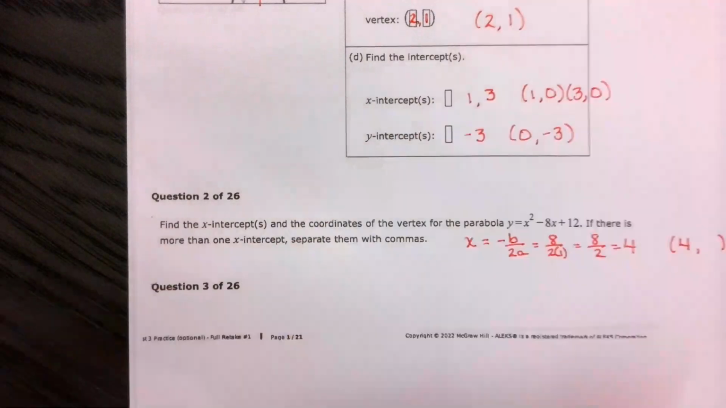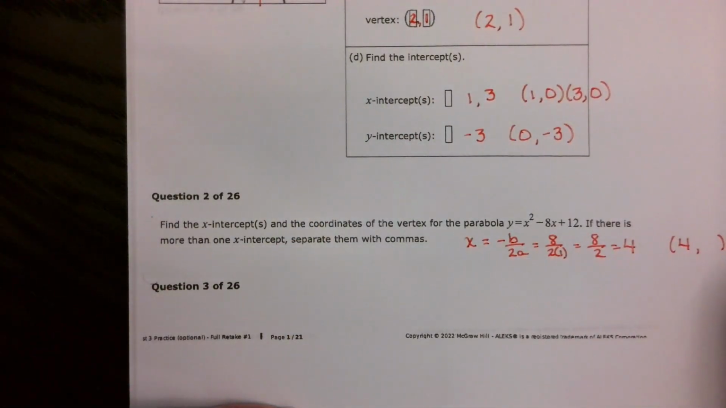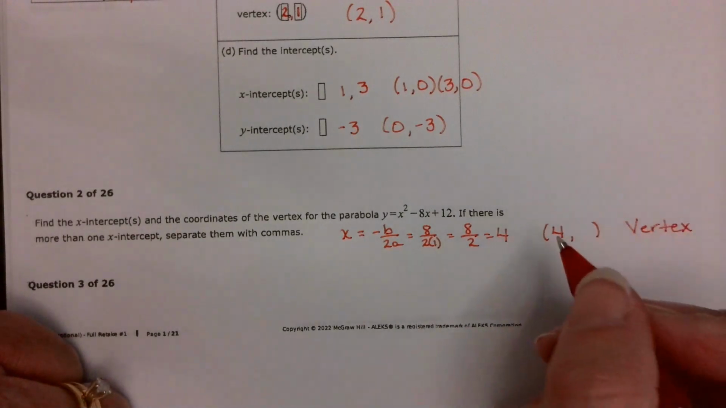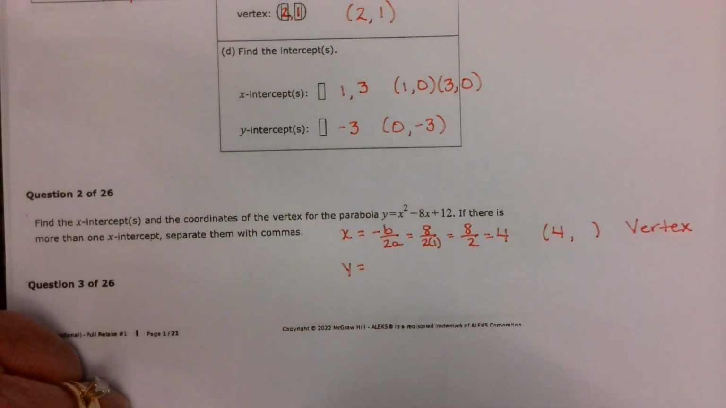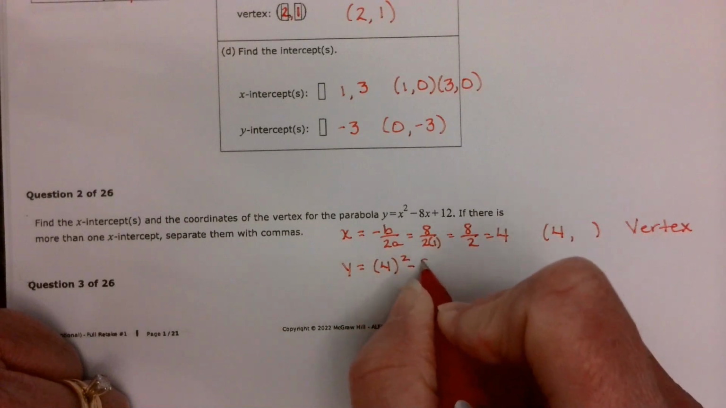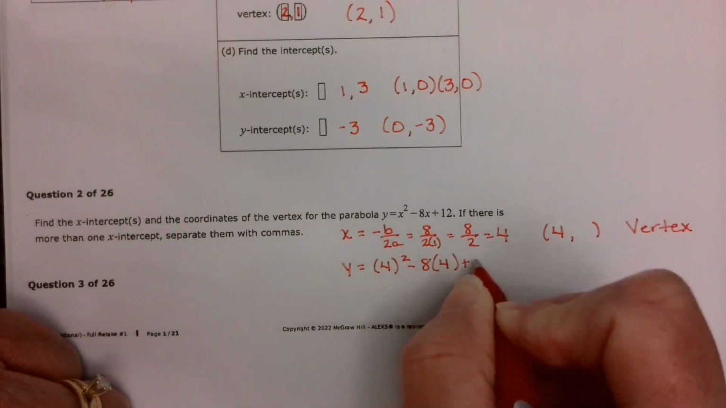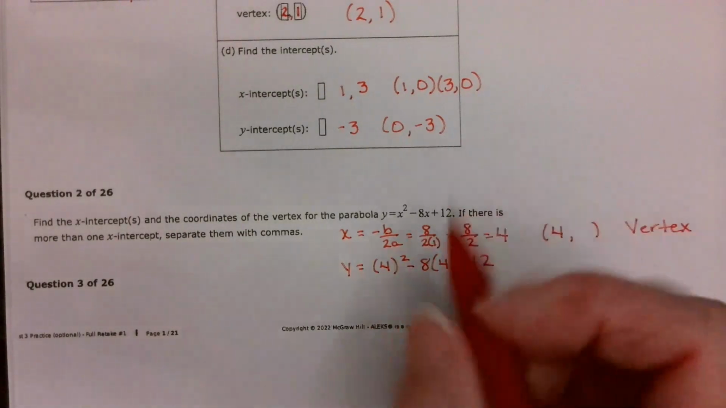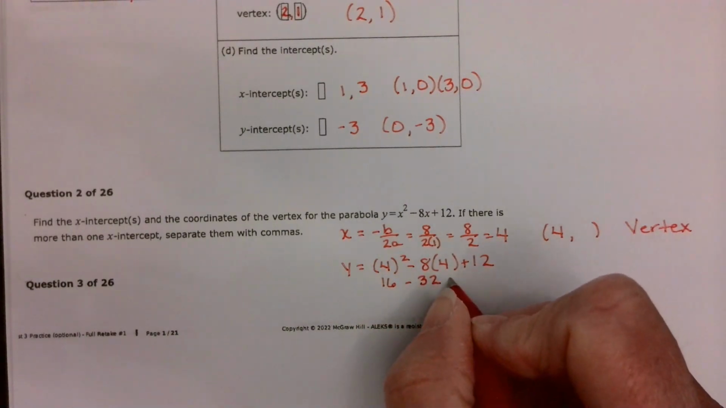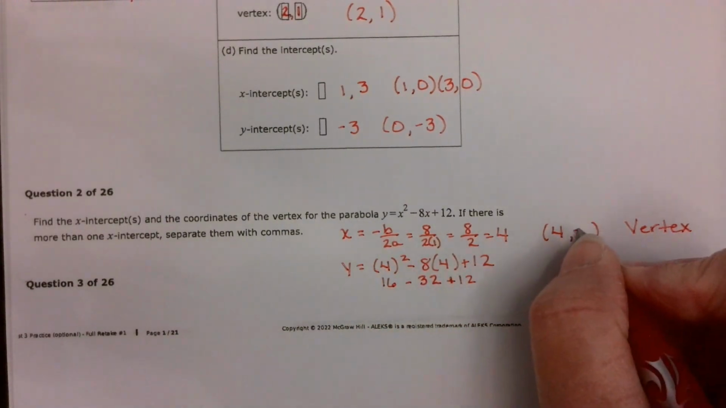Now to find the vertex, I spelled it wrong, I put V-E-T instead of V-E-R-T-E-X. Okay. Now to find the y value, you just plug it in. Anytime they give you an x, no matter what it is, to find the y, plug it in. 4 squared minus 8 times 4 plus 12. This is going to give us 16 minus 32 gives us -16 plus 12 gives us -4.